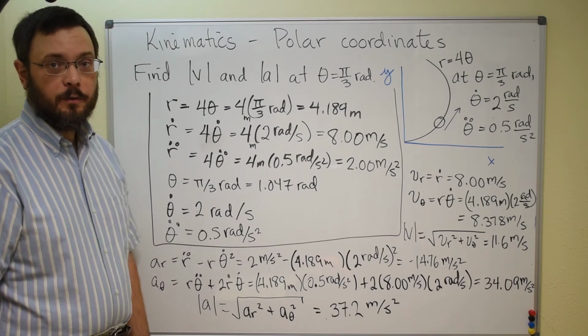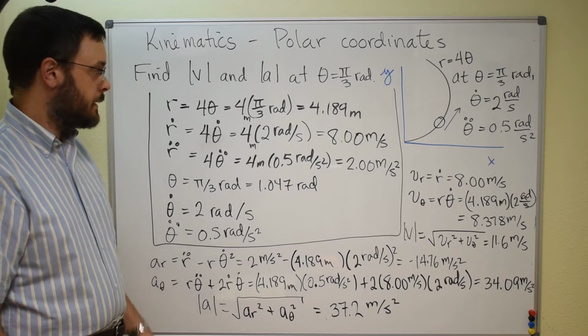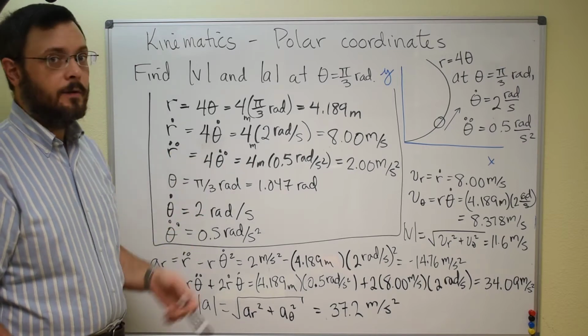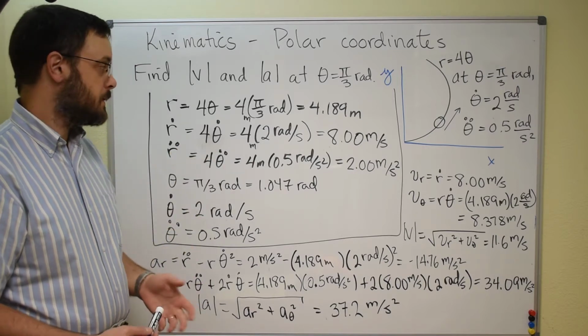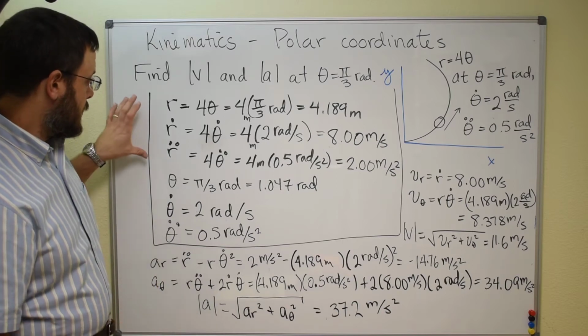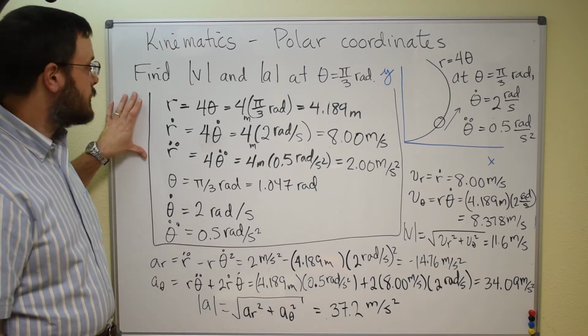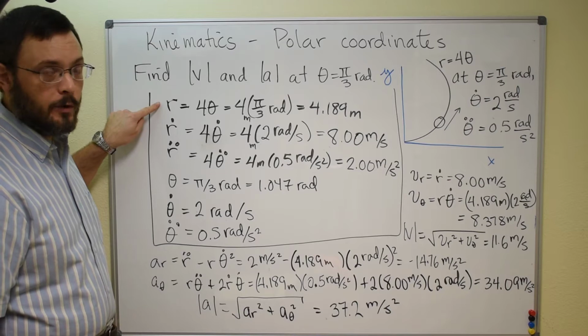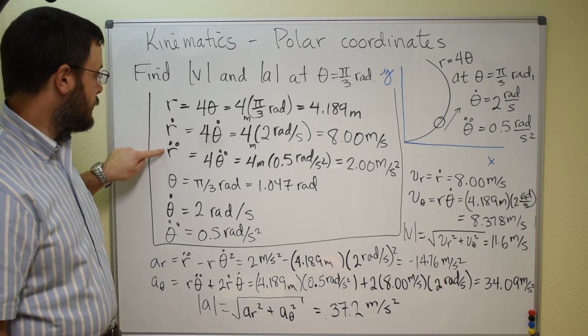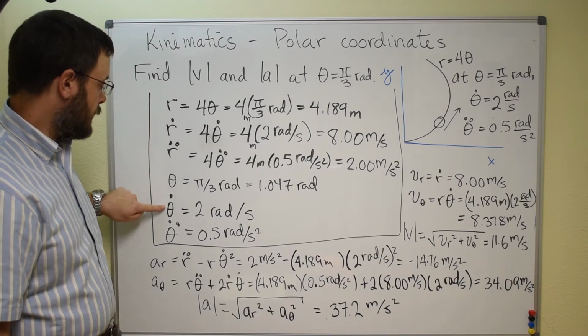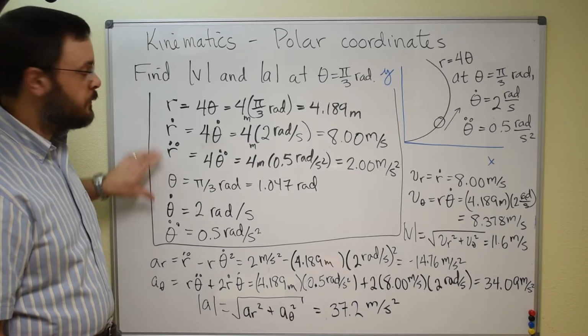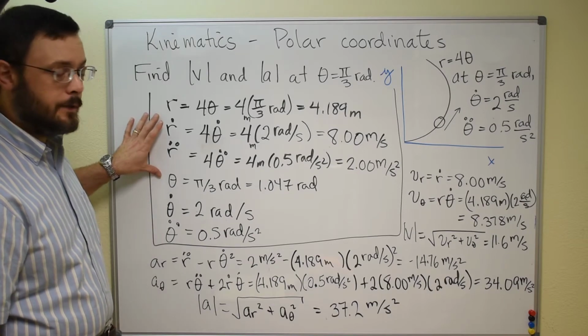These problems can look very intimidating, but they're actually a little bit easier than the normal and tangential problems typically. When you see these, just go ahead and put together this table. Get the value of r, r dot, r double dot, theta, theta dot, and theta double dot, and fill this table in first. So let's take a look at this.